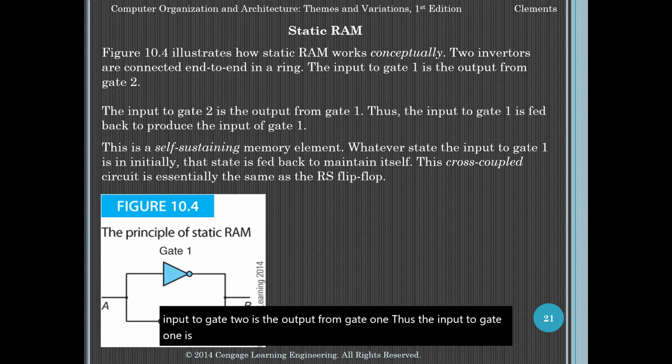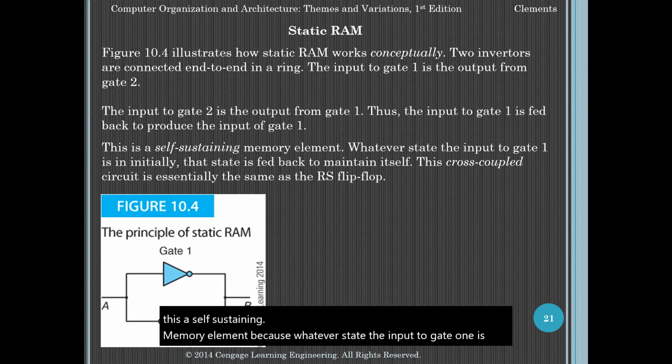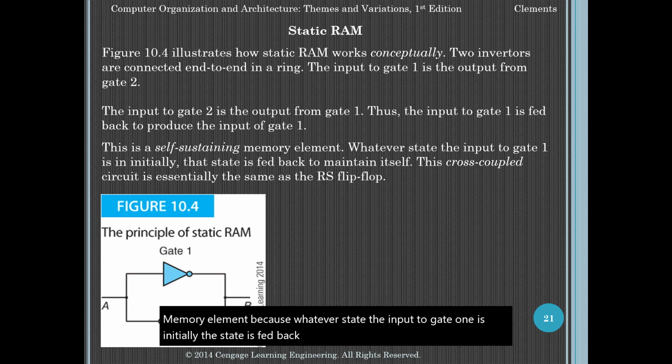We call this a self-sustaining memory element, because whatever state the input to gate 1 is in initially, the state is fed back to maintain itself. We call this a cross-coupled circuit, and it is essentially the same as the RS flip-flop that we talked about way back in chapter 2.